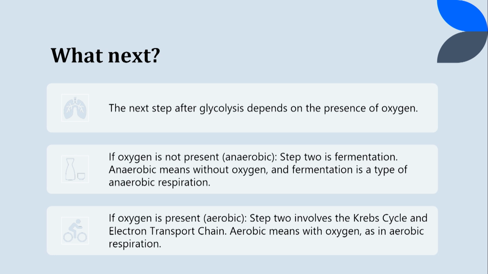If we do have oxygen, though, we're going to do a type of cellular respiration called aerobic respiration. Okay? This involves two steps, the Krebs cycle and the ETC. We're going to talk about those in a little bit. And aerobic means there is oxygen, and that's going to yield a lot more ATP if we have oxygen to go along with it.